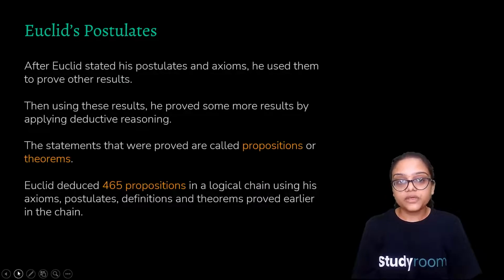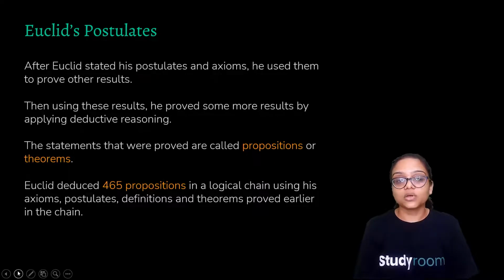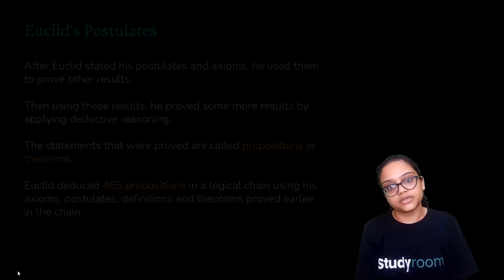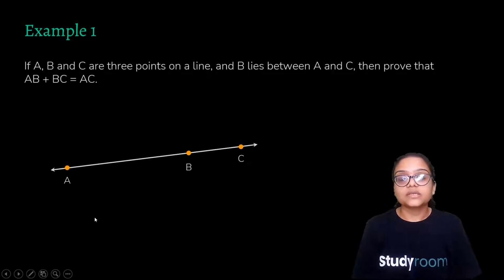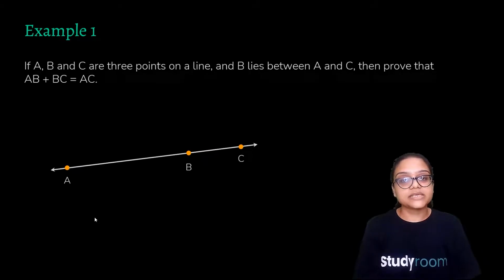After Euclid stated his postulates and axioms, he used them to prove other results, applying deductive rules. The statements that were proved are called propositions or theorems. Euclid deduced 465 propositions in a logical chain using his axioms, postulates, definitions, and theorems proved earlier in the chain. So you can imagine how many postulates and axioms would have been used in this long chain of 465. We'll just take an example.